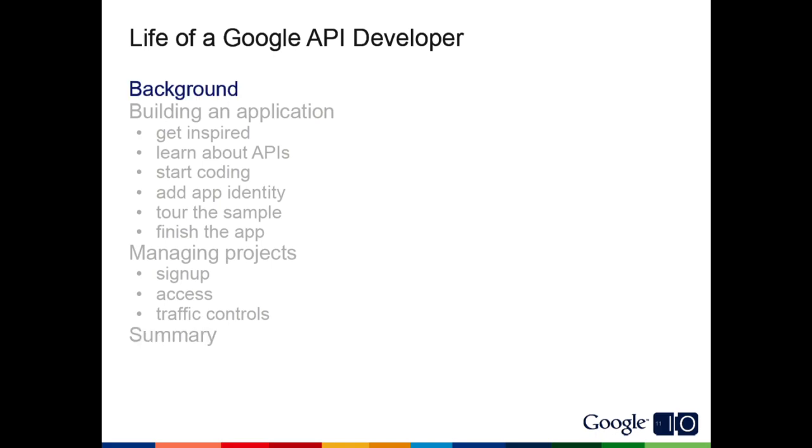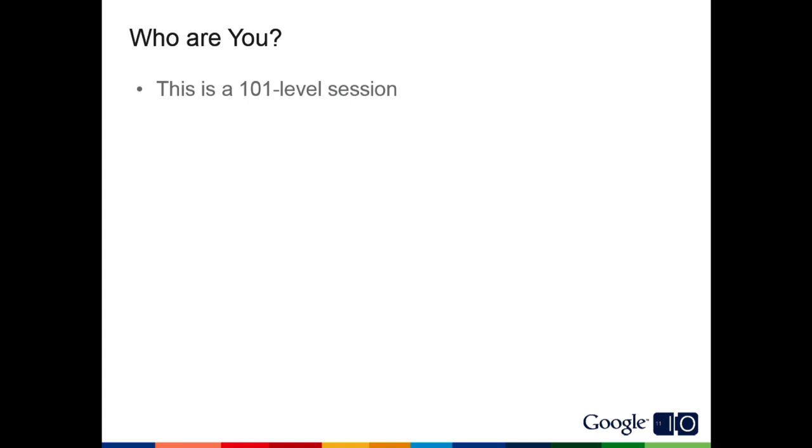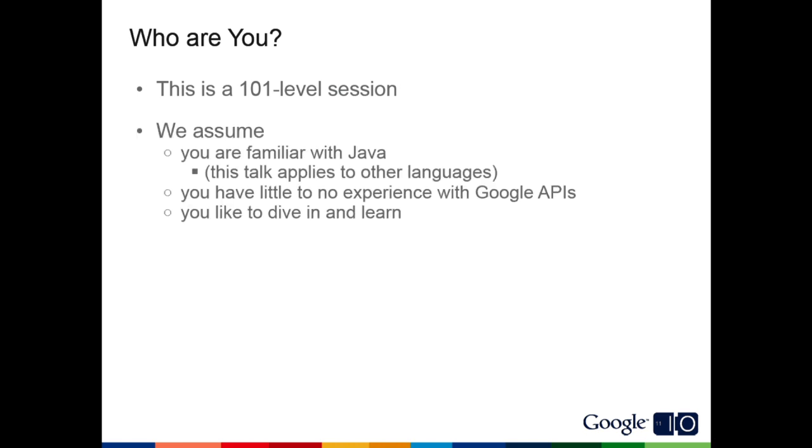So starting with the background, this talk is a beginner talk. It is a 101 level session. So we make some assumptions that you are familiar with Java, you know how to program, but we do not assume you have any particular experience with Google APIs. We're also going to take the position of a developer who likes to dive in and learn by experimentation. While this talk is built around Java, the concepts you learn here should apply to any language. So if you're coming from another language, don't be discouraged. You'll still get a lot out of this talk.